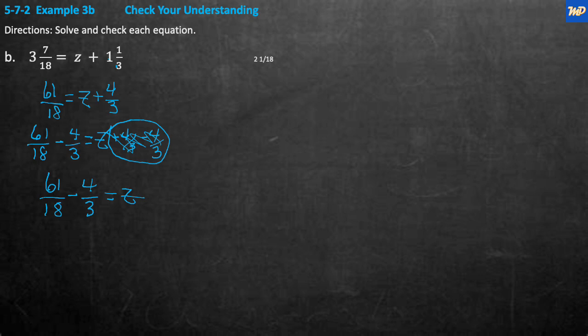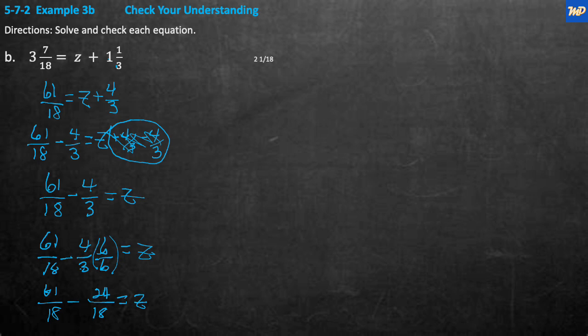So, I have 61 18ths minus 4 over 3 times 6 over 6, and that equals Z. Now I can take 61 18ths minus 4 times 6 is 24 over 3 times 6 is 18, equals Z. Now it's a common denominator and I can subtract these. 61 minus 24. 60 minus 20 is 40. 1 minus 4, going to the other side, it'd be 37. So we're going to end up with 37.